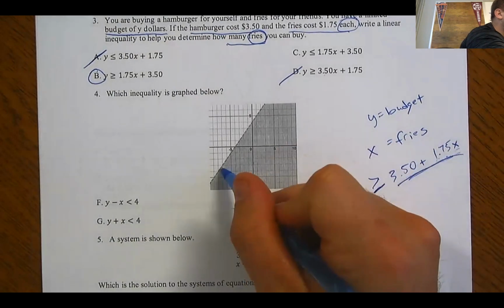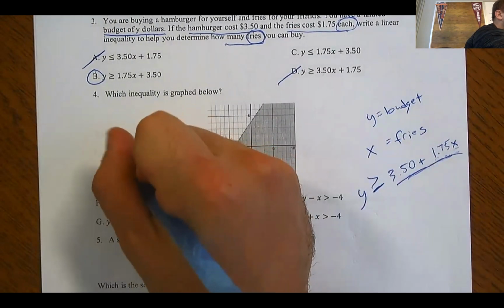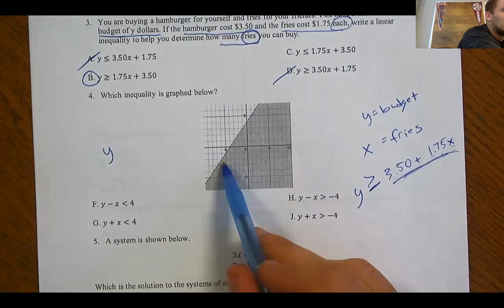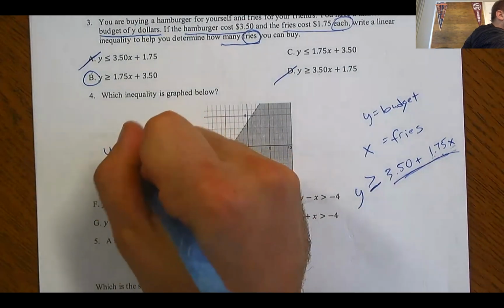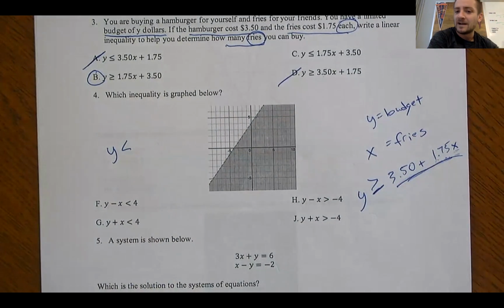So we are using a dashed line, which means it's not equal to. And we're shading below. Whenever you shade below, that means you're going to use the less than symbol. So y is less than.